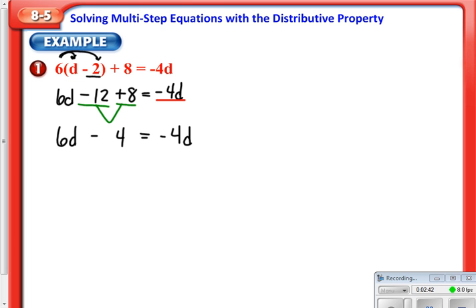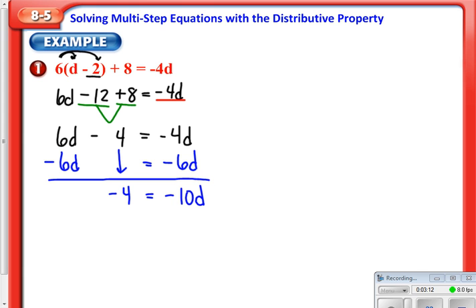Step 3 is to get the variable on one side, do the inverse. In order to do this, we need to move either 6d or negative 4d. I'm going to go ahead and move 6d. In order to move 6d, it is positive, so I need to subtract by 6d. What I do to one side, I must do to the other. Work down the paper here. 6d's would cancel out. I drop down negative 4. Equal sign lines up. Negative 4d take away 6d is negative 10d.